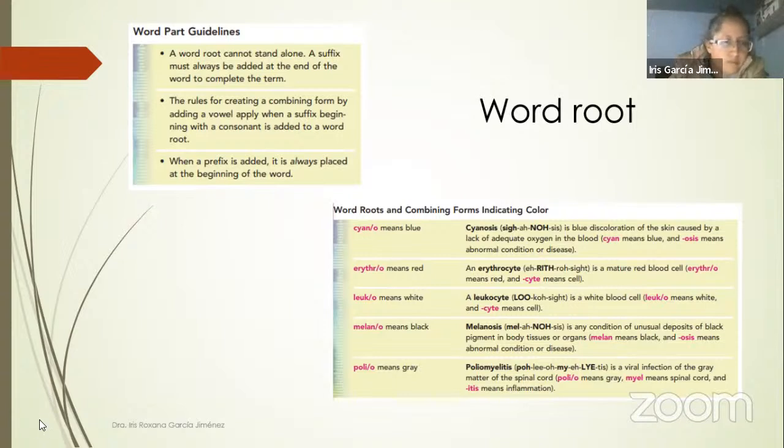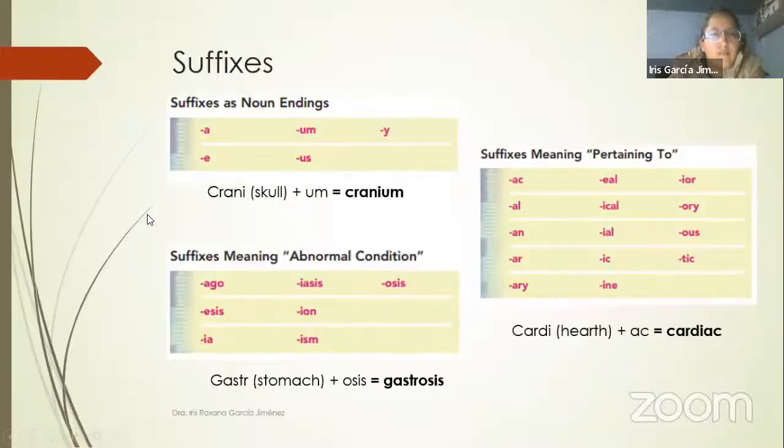We have, on the other hand, going ahead, the suffixes, the most common ones. We have these three kinds of suffixes that are not going to change. We have noun endings: a, e, us, y. It's a grammar rule that is not going to change. When you find these noun endings, you know that something is going to be a noun. It's easy to make. For example, crani, the skull, plus ium, cranium. And we know what we are talking about.